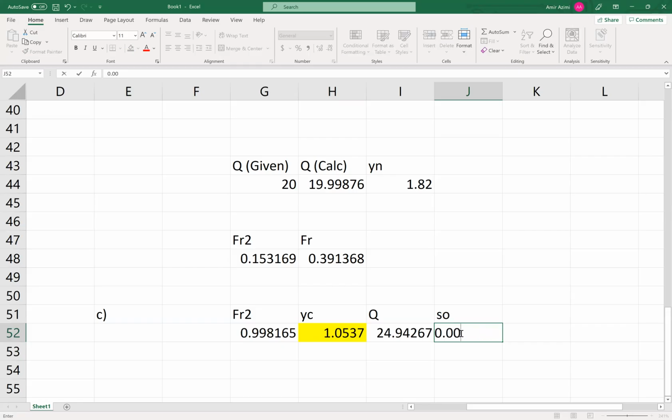So maybe 0.0003, maybe less, 0.0025, so maybe more, 0.00026, less, so 0.000258, 0.000257. Yes, so this would be the critical slope. We show that with S sub C. So this is how we can calculate the critical slope and critical depth.